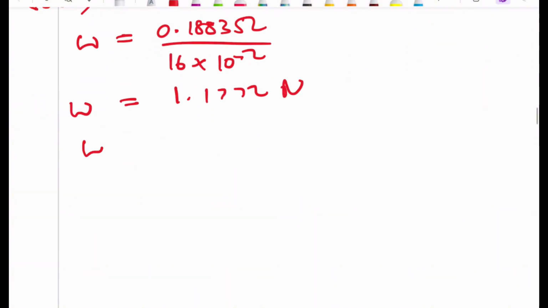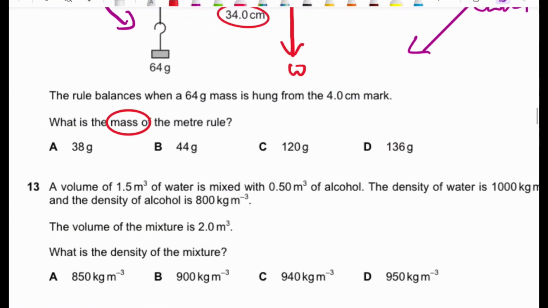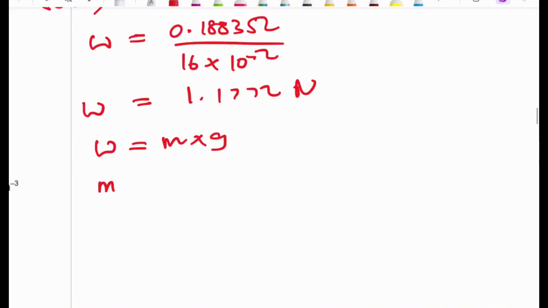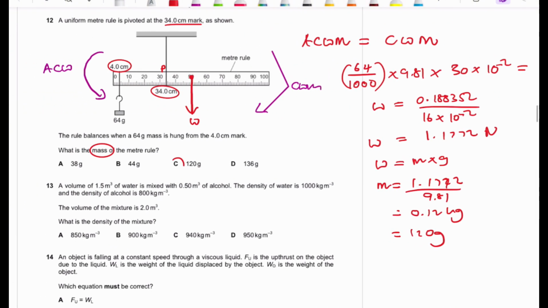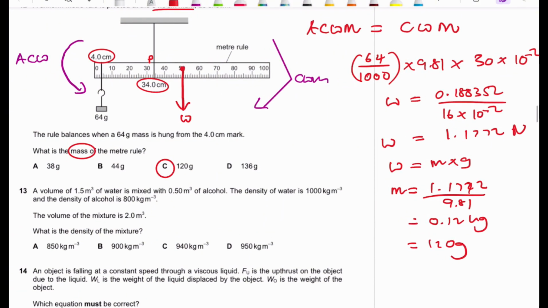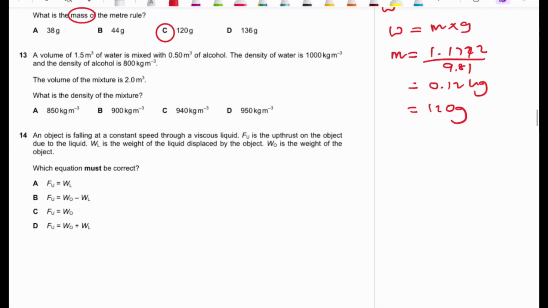But we know that weight is equal to mass multiplied by the gravitational field strength. The question asks us to find the mass, okay? So the mass would be 1.1772 divided by 9.81. That gives you 0.12 kgs, which is about 120 grams, which is C. So it's just a matter of applying the principle of moments. The anti-clockwise moments will be equal to the clockwise moments. Very important.